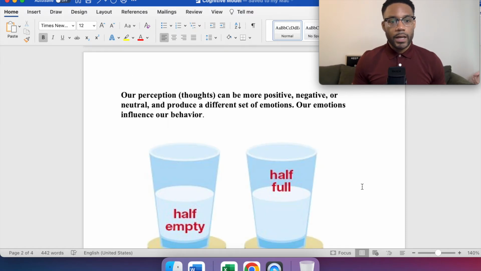Also keep in mind, our perception and thoughts can be more positive, more negative, or neutral, and produce a different set of emotions. Our emotions influence our behavior. So when people say, I'm in the mood to, or I'm not in the mood to, think about how we've been perceiving that situation, how other people may be perceiving a situation, that's influencing how we feel, which is influencing how we respond, which is how we behave or act. So again, we really want to keep this in mind.